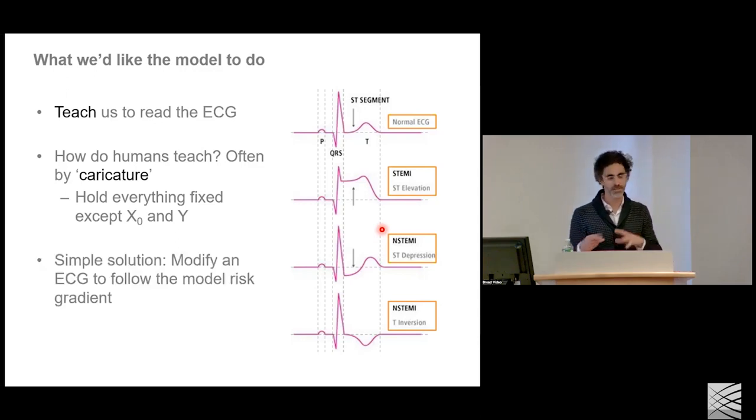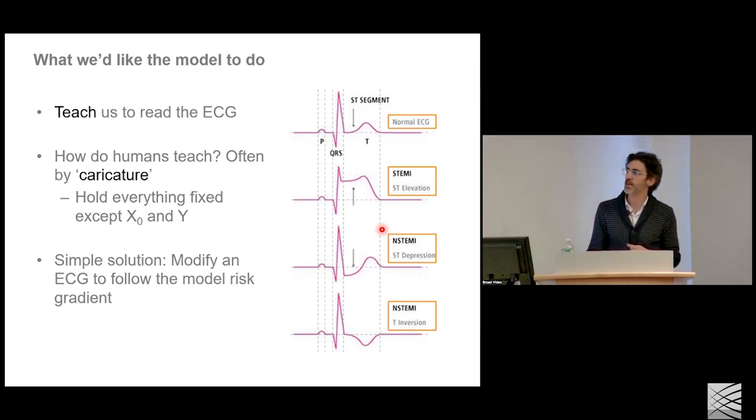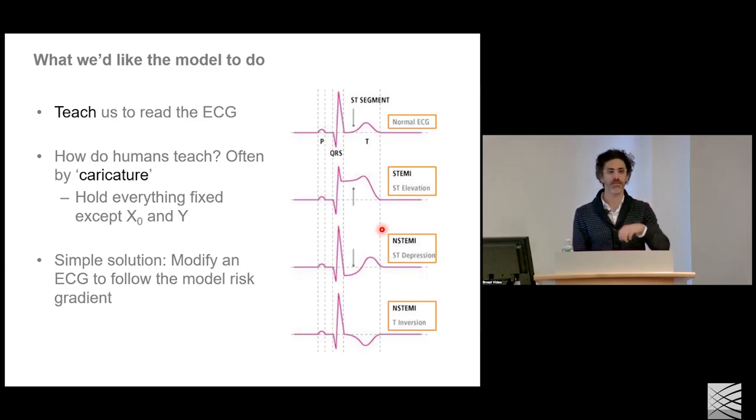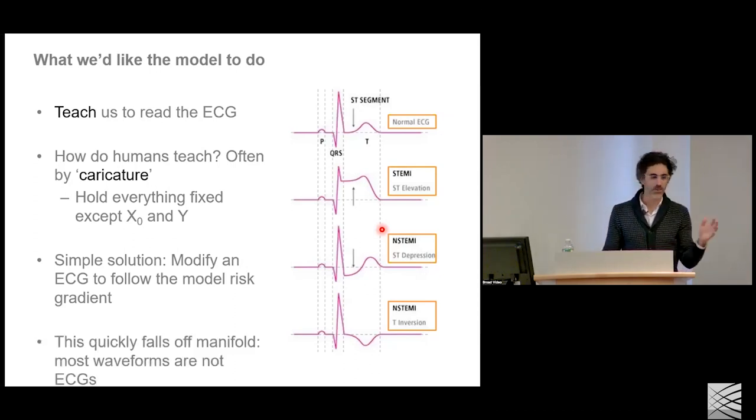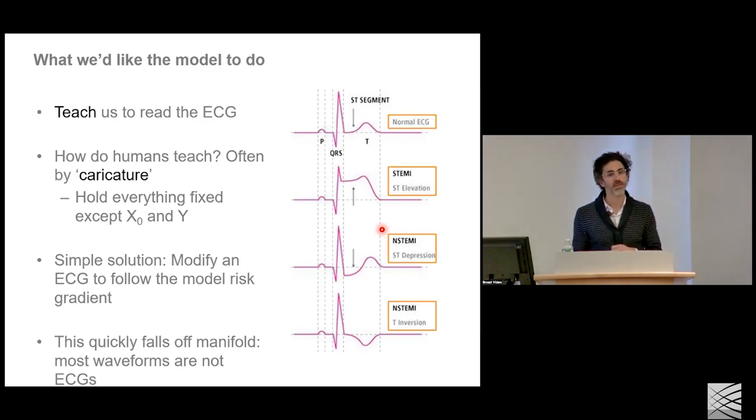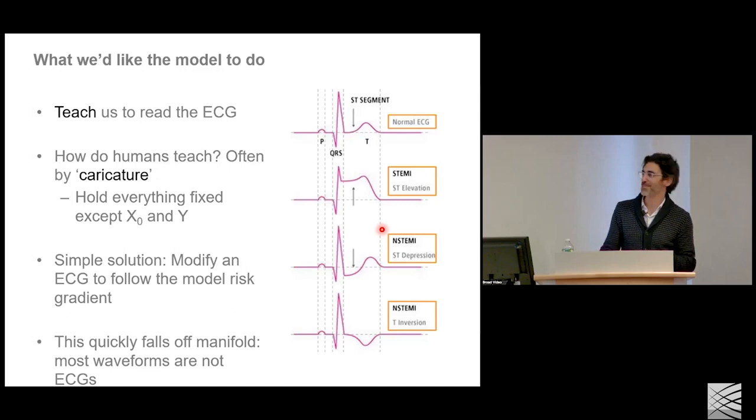A simple first thing that occurred to me, that I'm sure is occurring to you, is: well, let's just take an ECG and tweak it to follow that risk gradient, like start messing with it. And you quickly start getting things that look nothing like ECGs, because most waveforms, even if you constrain it to be a continuous time series, are not ECG-like. I can tell you after having tried to do this for three or four months.